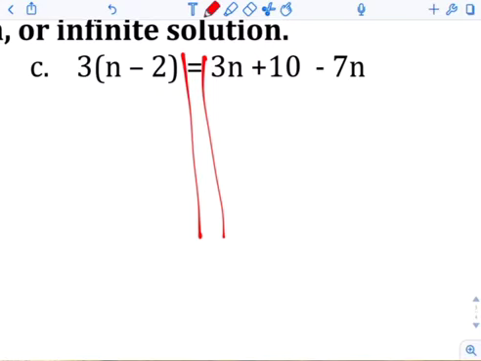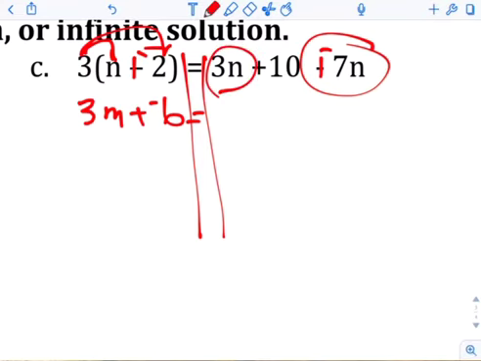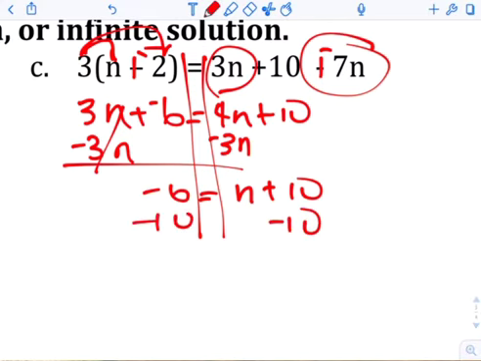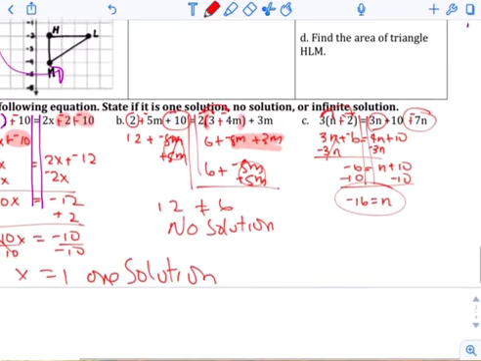You can't always do parentheses first. Additive inverse. And there's nothing else you can do in there. So you do the distributive property. 3m plus a negative 6. For n, oops, this means n right here, plus 10, here minus 3n. You get n plus 10 equals negative 6, minus 10, negative 16 equals n. One solution. Okay, make sure you know how to do these.